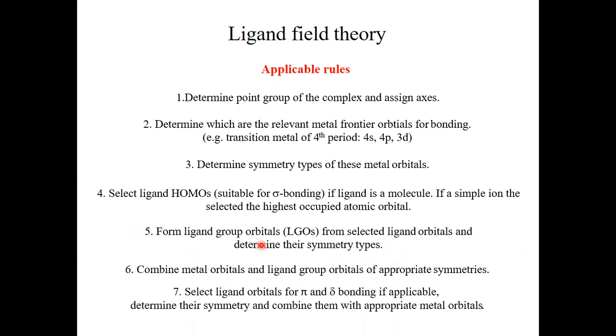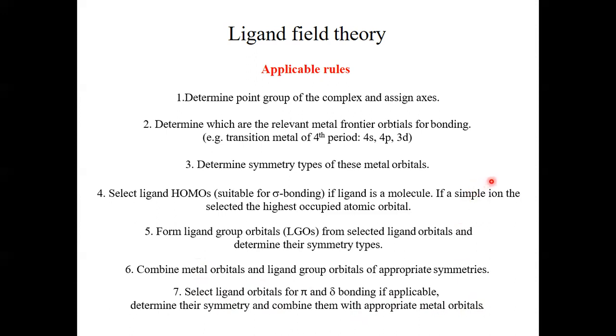So then, however, we have only considered molecular orbitals that contribute to sigma bonding, and we need to think of pi bonding and delta bonding as well. So we therefore look back into the molecular orbital diagram of our ligand and see if there are additional molecular orbitals that have appropriate energy and can be overlapped with metal orbitals in pi or sigma fashion, respectively. If this is the case, then again, we determine their symmetry types and combine them with the appropriate metal orbitals to form additional molecular orbitals. So these molecular orbitals would then be pi molecular orbitals.